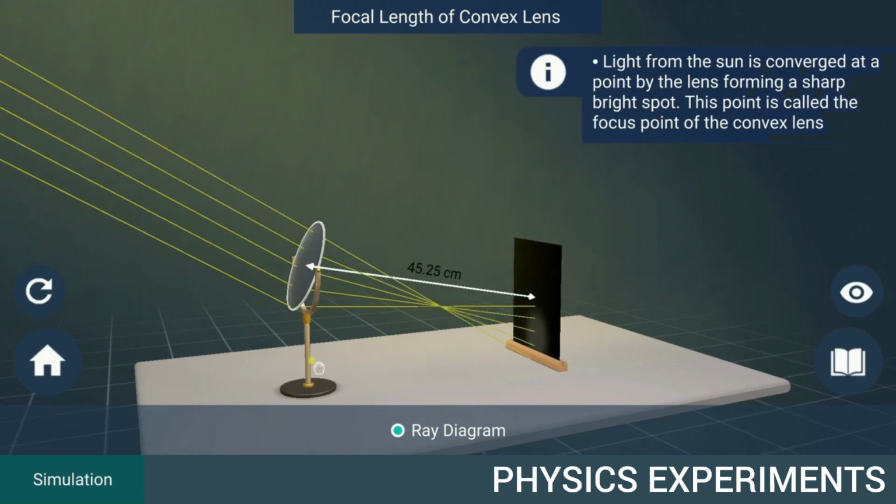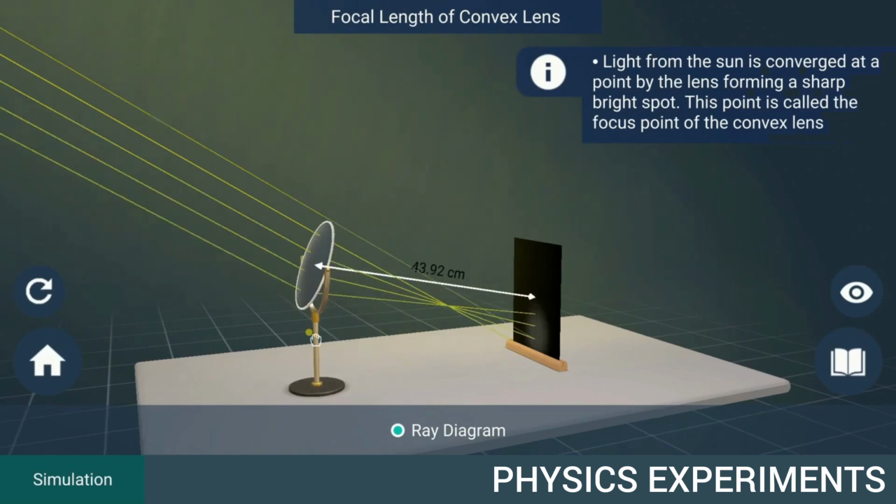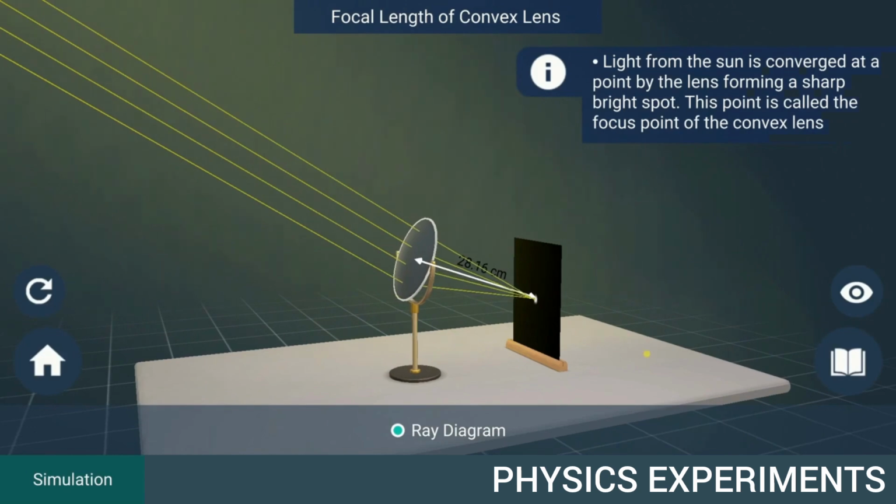Hence, finding the distance between this image, or the sheet of paper, and the convex lens gives the approximate value of the focal length of the convex lens.